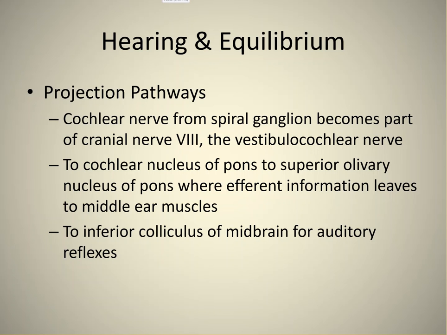We continue on to slide 34, which is the projection pathway for hearing. Cochlear nerve from the spiral ganglion becomes part of cranial nerve 8, the vestibulocochlear nerve, and then on to the cochlear nucleus of pons, the superior alveolar nucleus, where efferent information leaves the middle ear muscles.